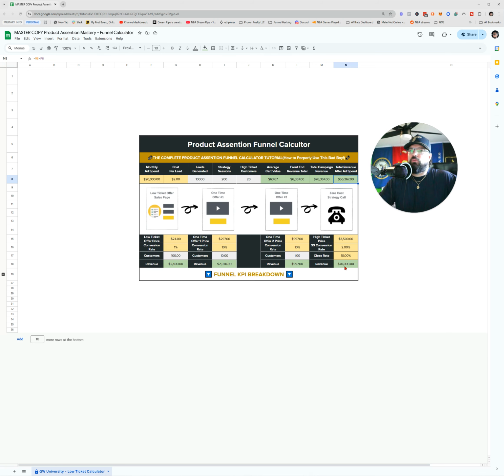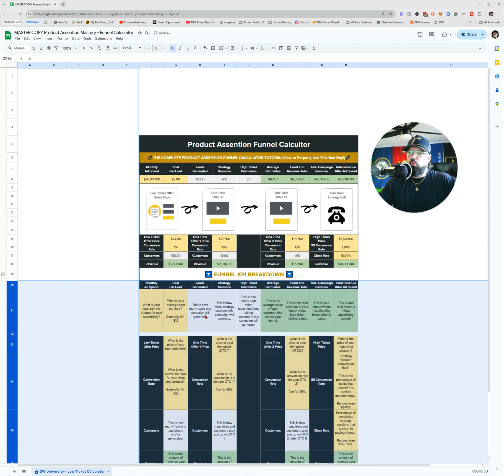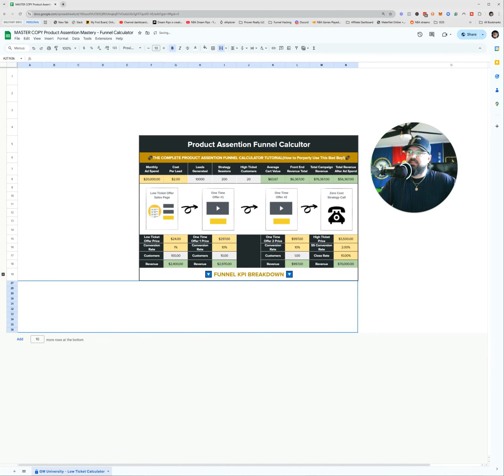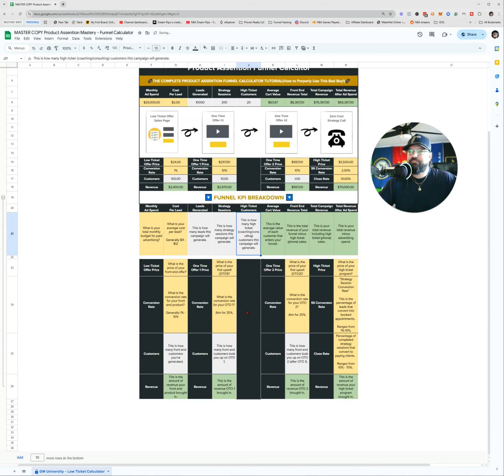Okay, so now that we have this example broken down, now that we've gone through what each of these things mean, let's get down to the actual funnel KPI breakdown. I added this cool little tool down here at the bottom. You just hit this little plus button. It's the group button. It disappears and it comes out of nowhere. This is going to give you an exact idea which each of these inputs stands for.